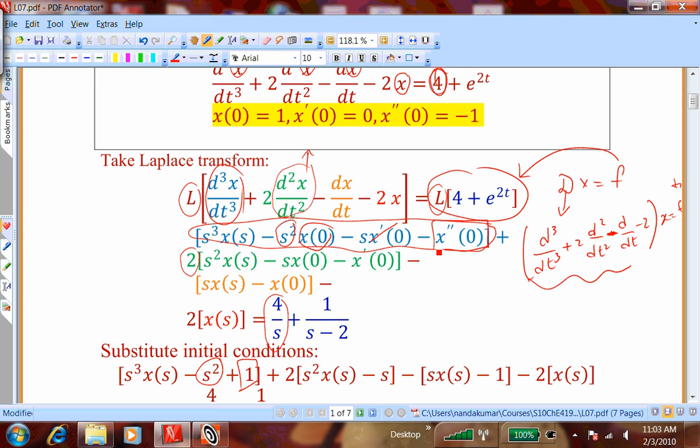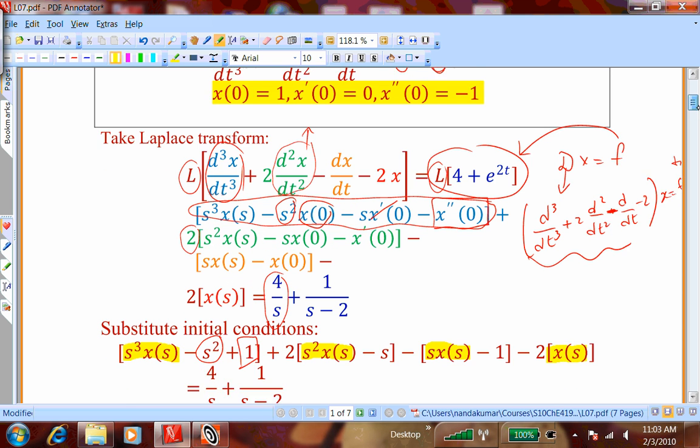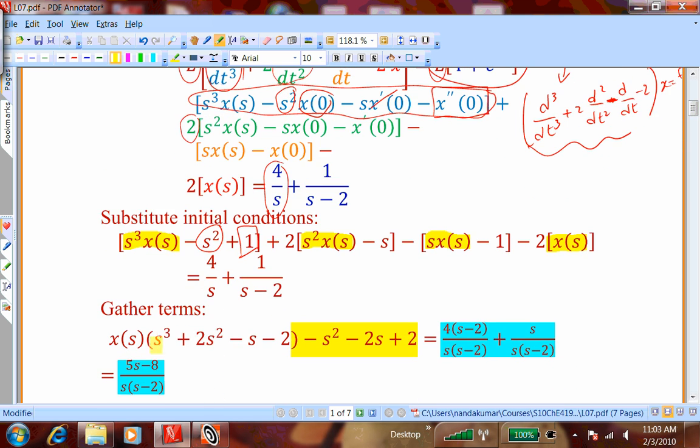So all I'm doing is substituting for each one of the known initial conditions, x of 0, x prime of 0, x double prime of 0, and then collecting all the terms that contain X of s. So now I'm collecting X of s here, X of s there, X of s there, X of s there. So that's the unknown. Okay? So just algebraic rearrangement. That tells me X of s multiplied by s cubed plus 2s squared minus s minus 2. Okay? So these are the various terms that you're looking at.